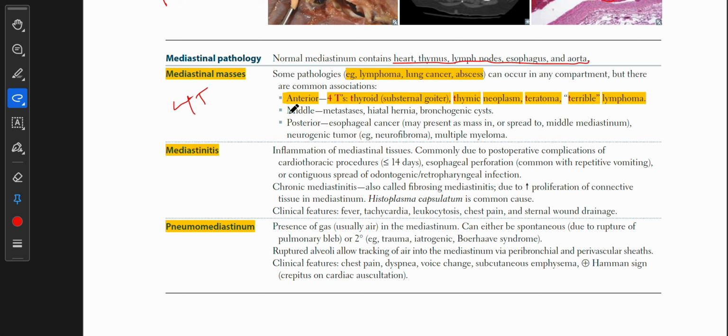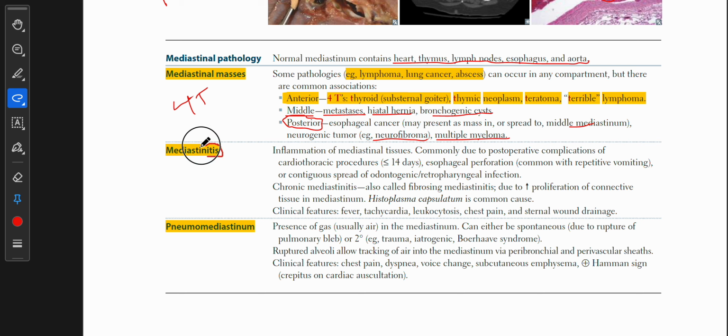In the middle compartment lies the heart, and there are metastasis, hiatal hernia, and also bronchogenic cysts. And in the posterior region, there is esophageal cancer, because obviously the esophagus lies in the posterior region. Esophageal cancer may present as a mass in or spread to the middle mediastinum, and neurogenic tumor like neurofibroma, also multiple myeloma, may present as mediastinal masses.